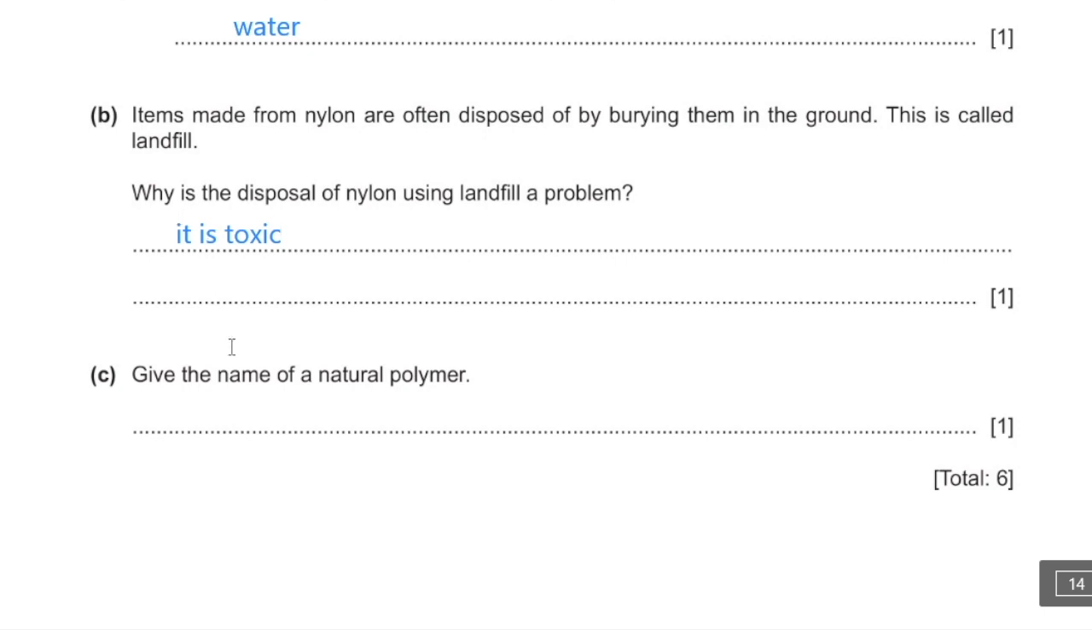C, give the name of a natural polymer. Here you can write any polysaccharide or protein. So I'm going to go with protein over here.